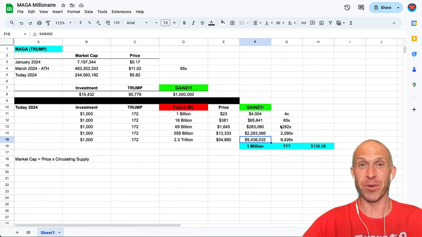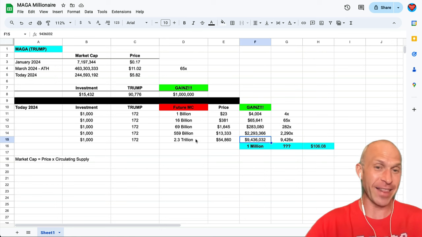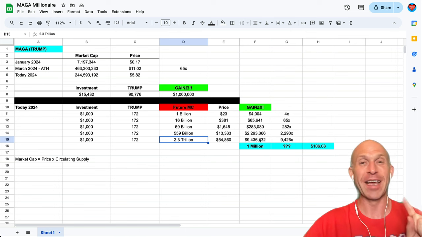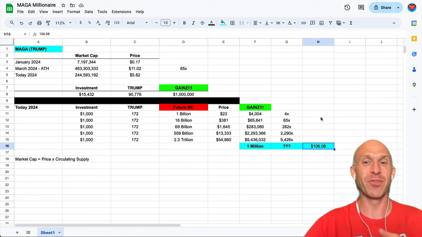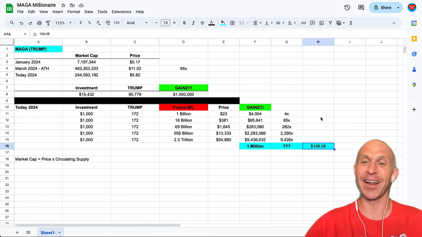Way better than putting money in a bank, by far. So, in that scenario, if that happened, and that's a big if, okay? If that happened, then you could realistically become a millionaire from $106.08 of Trump right now. Clearly do your own due diligence, not financial advice.